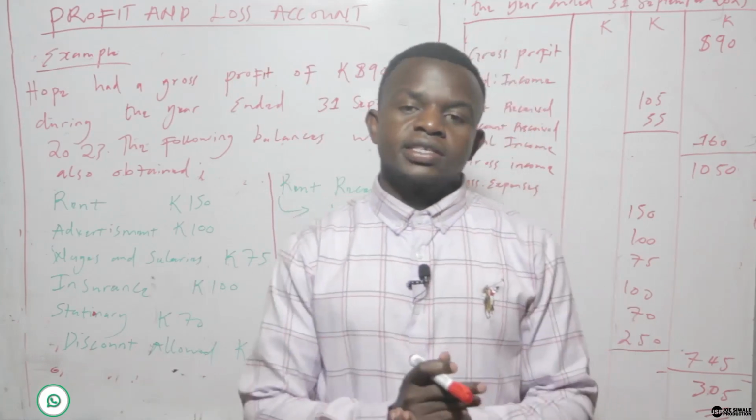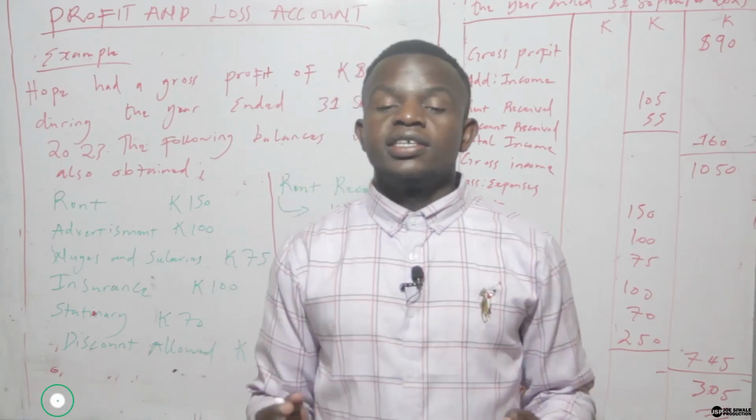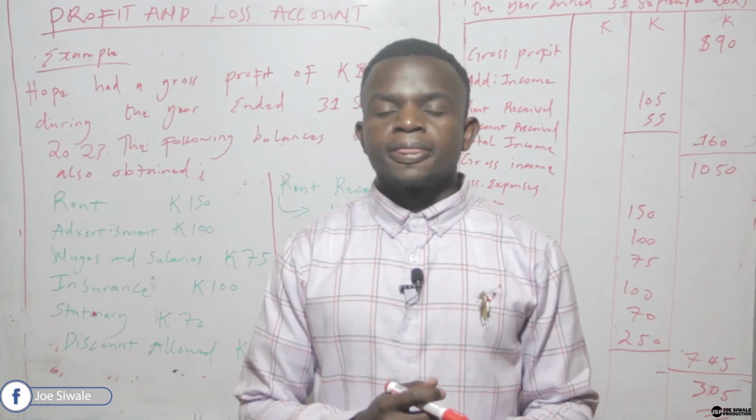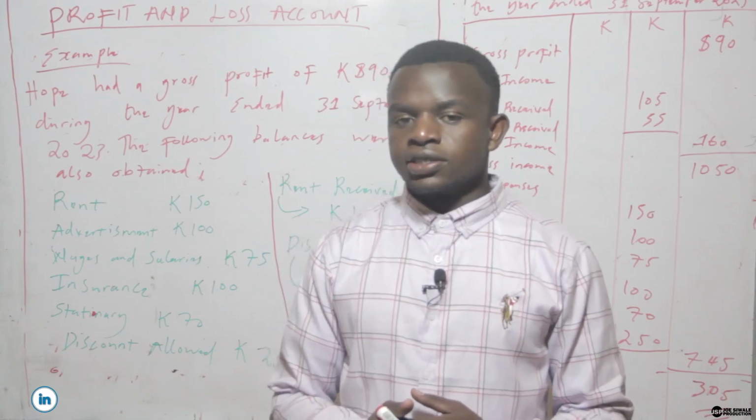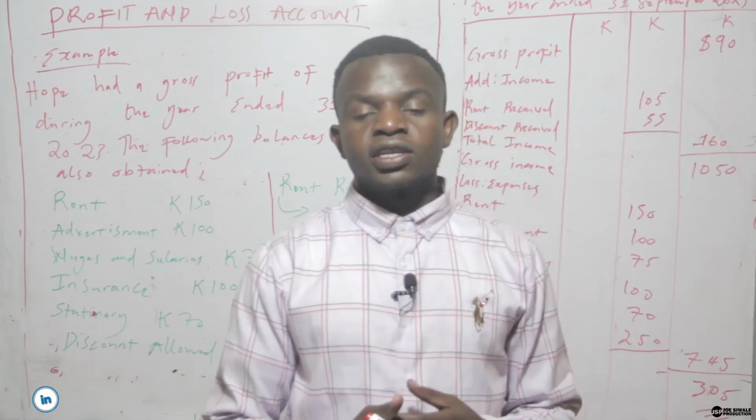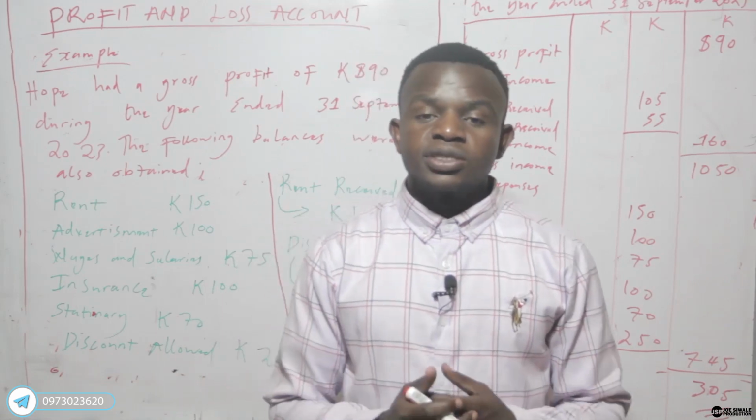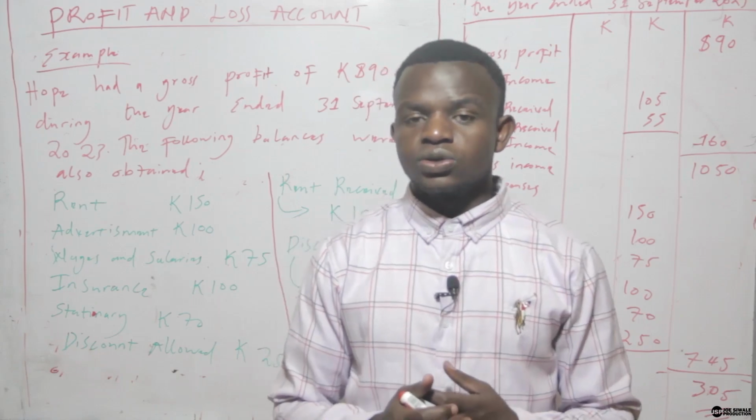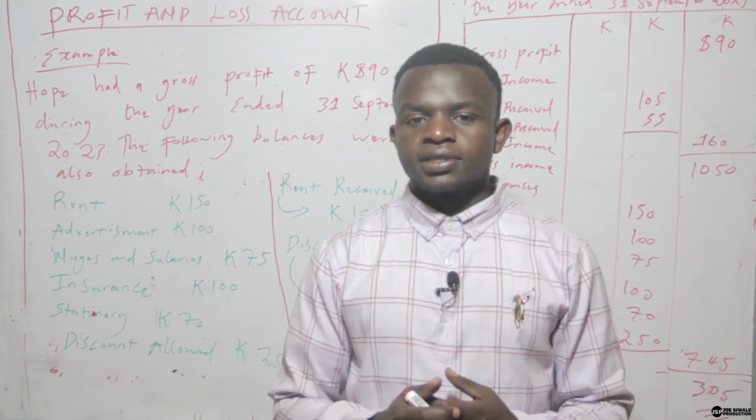So to just summarize the profit and loss account, the profit and loss account is a financial statement that is prepared by businesses to show the net profit or loss. And this financial statement is prepared after calculation of the gross profit. And we can say that the profit and loss account is the second part of the income statement. And the formula that we use when calculating net profit or loss, we say net profit or loss is equal to gross profit minus operating expenses.